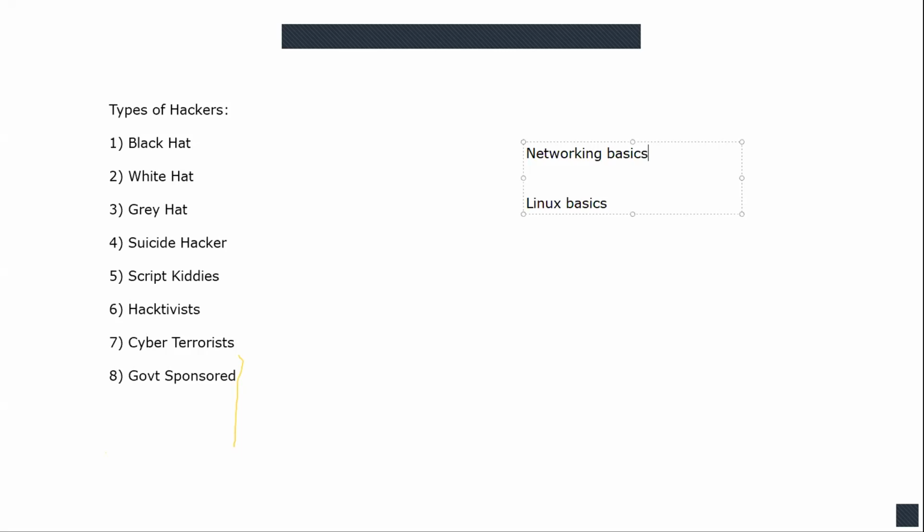In order to get into hacking, you need to understand the networking basics and the Linux basics. So I'll be teaching you both networking and Linux basics so that you people feel comfortable with this particular course.